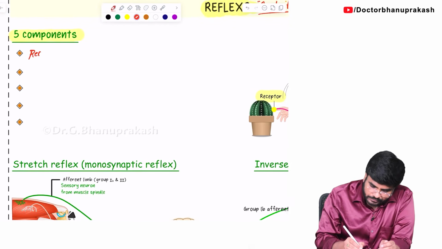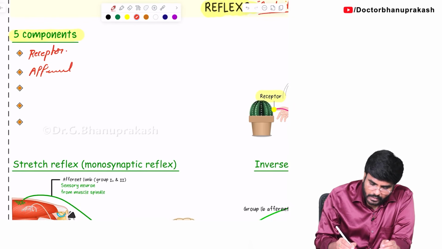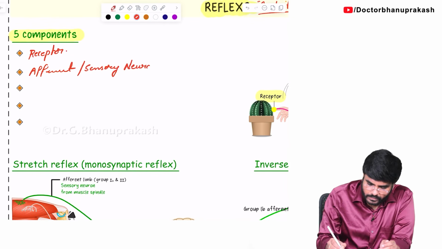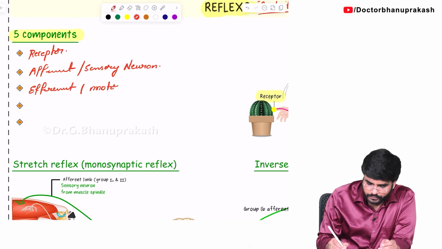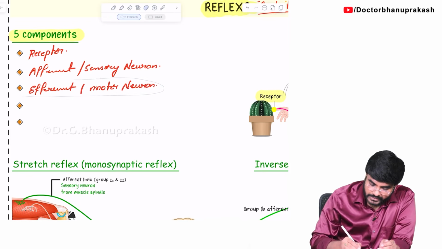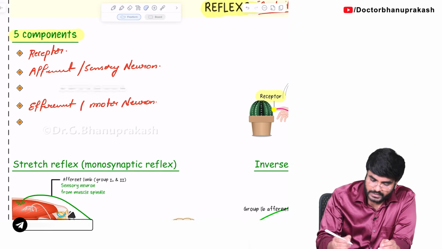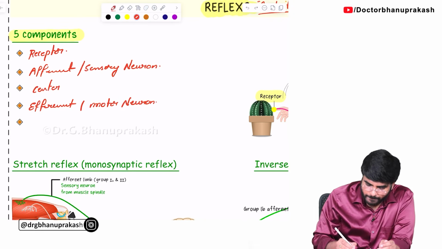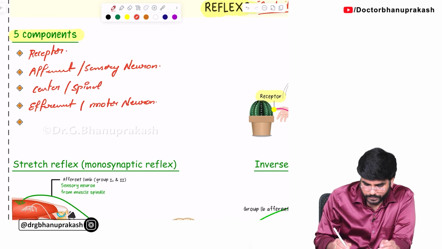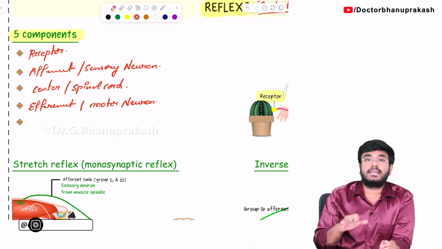One is a receptor. There is the afferent, nothing but the sensory neuron. There is the efferent, nothing but the motor neuron. Sorry, the afferent has to take the information first to where? To the center. So what is the center? The center is nothing but the spinal cord. In all these reflexes, the center is the spinal cord.